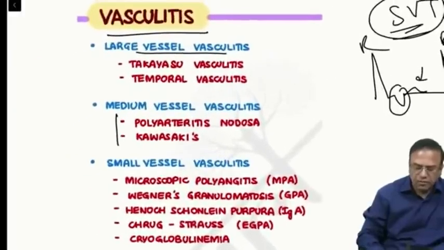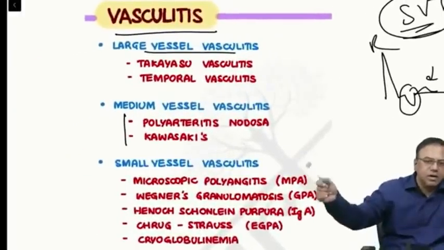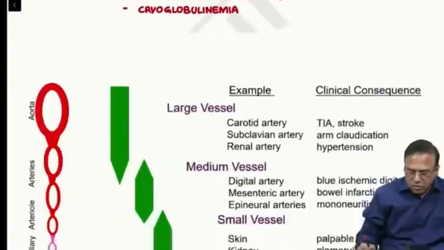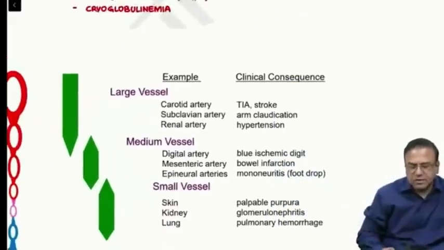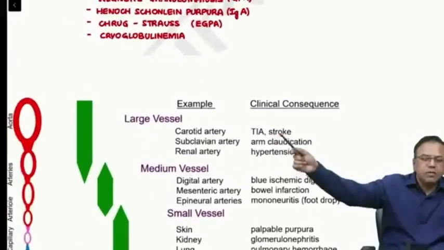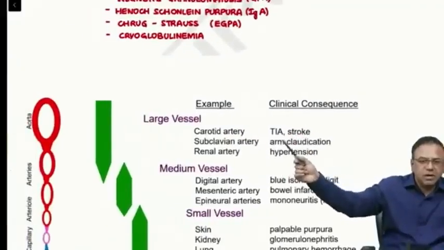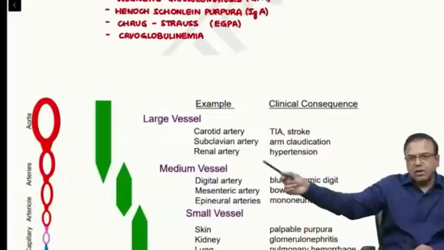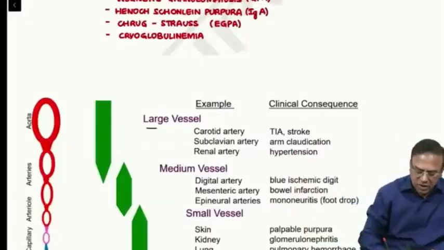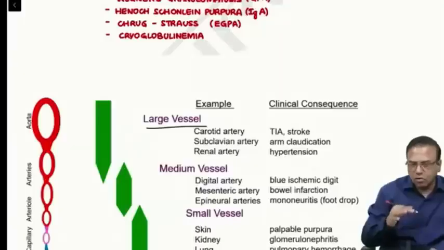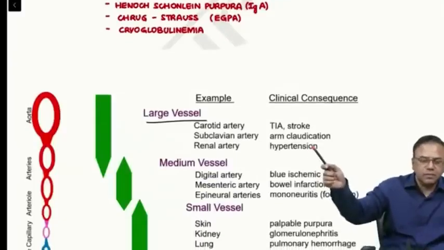So coming back, if you see a vasculitis, large vessel, medium sized vessel, small vessel. The broad idea is large vessel means aorta and its branches will be hit. So carotid artery will be affected, TIA can occur, subclavian affected, arm claudication can occur, renal artery, hypertension. So when you say large vessel, aorta and its branches are going to be affected. These are the main symptoms.